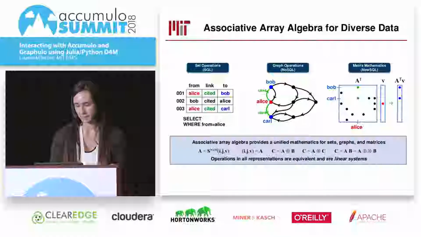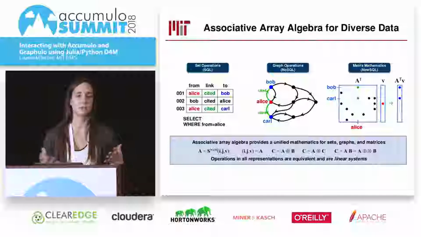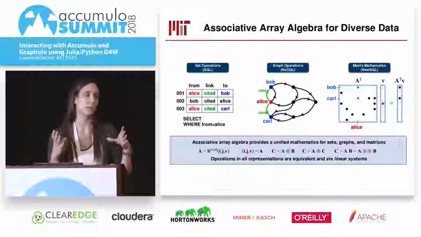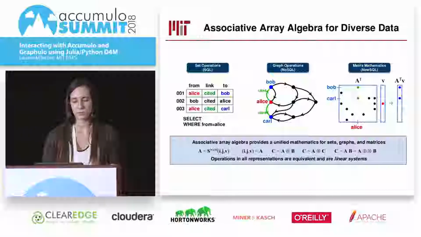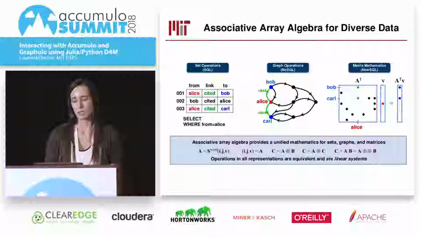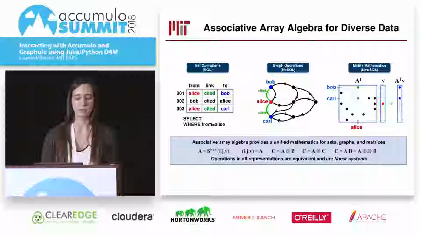So I mentioned that D4M can represent, using associative arrays, a variety of different data types. You can do the traditional set operations using SQL-style data. You can represent these dense tables with an associative array. You can also represent the sparse graph-type data, a little bit more akin to the NoSQL or the Accumulo type databases. And you can also represent data that's in this array type database structure. Obviously, today we're talking about the graph operations, the NoSQL databases.